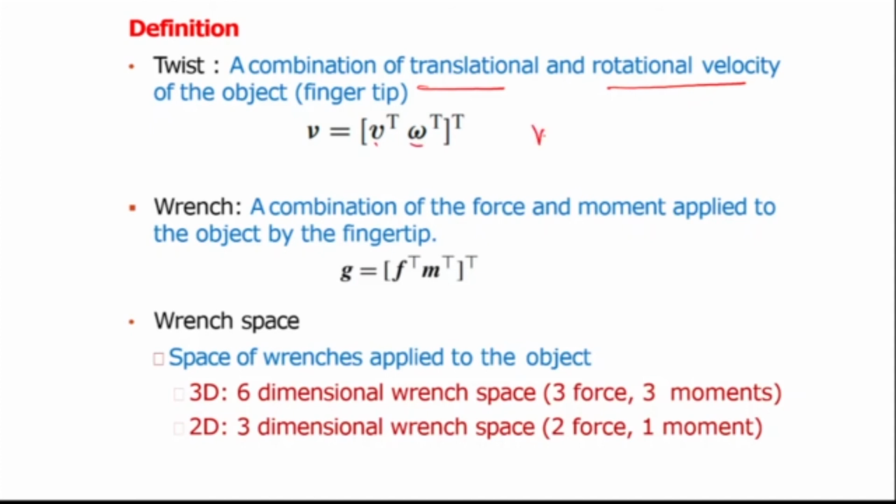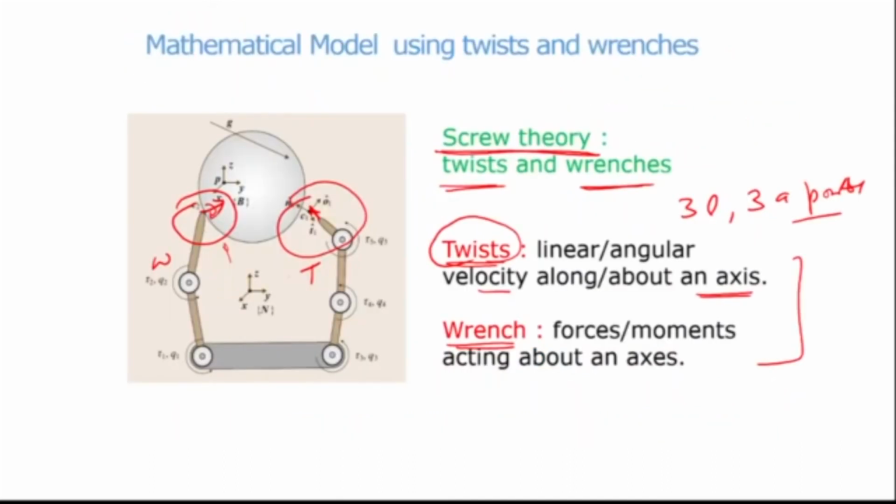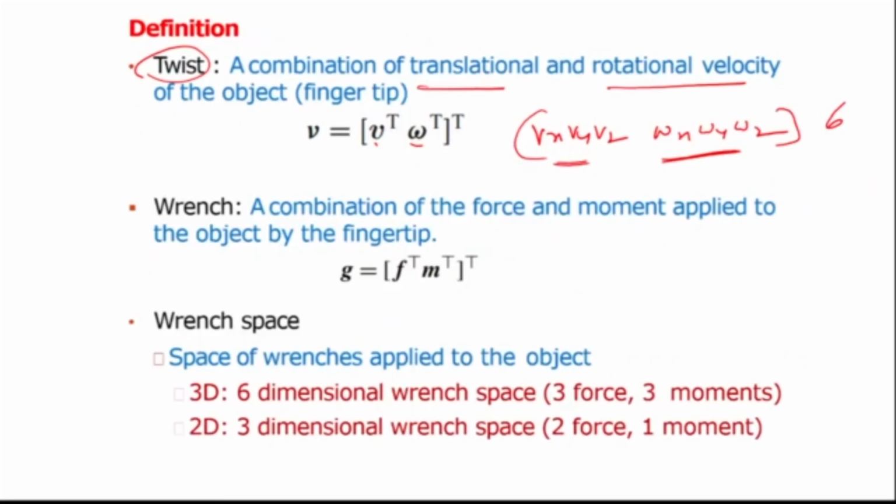Okay, so how many? Vx, Vy, Vz and omega x, omega y, omega z. These are angular velocities about an axis, and these are linear velocities along an axis. So there are 6 here, and these are called twists. Of course, twists are possible if there is no contact. The moment the fingertip makes contact with the object, it may get constrained.